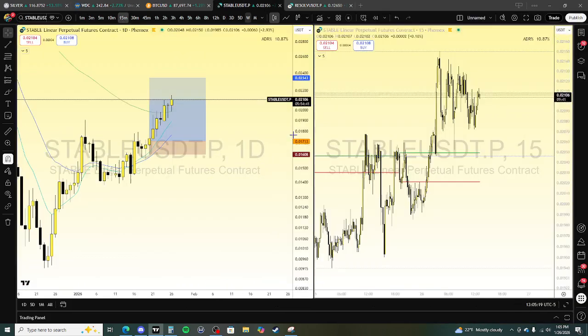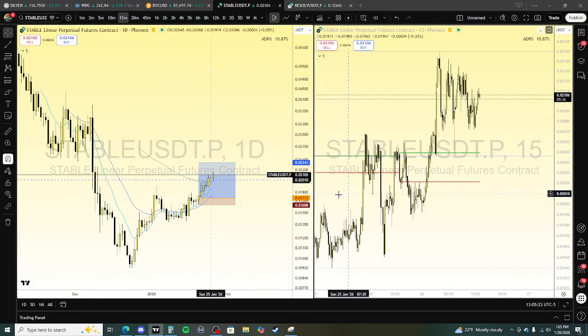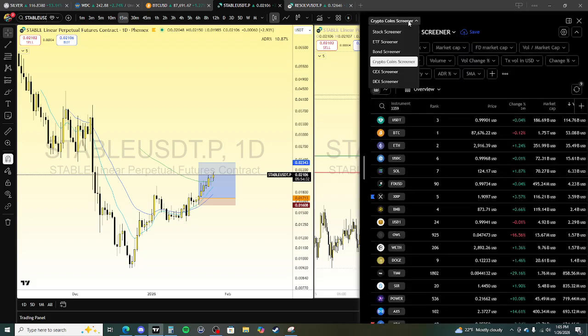So we'll go to this tab here on stable. I'm again using the same setup, same strategy. Let's go open the screener for crypto. So if you're going into crypto, you have to change from stock screener to crypto coin screener. Okay, you must do that.